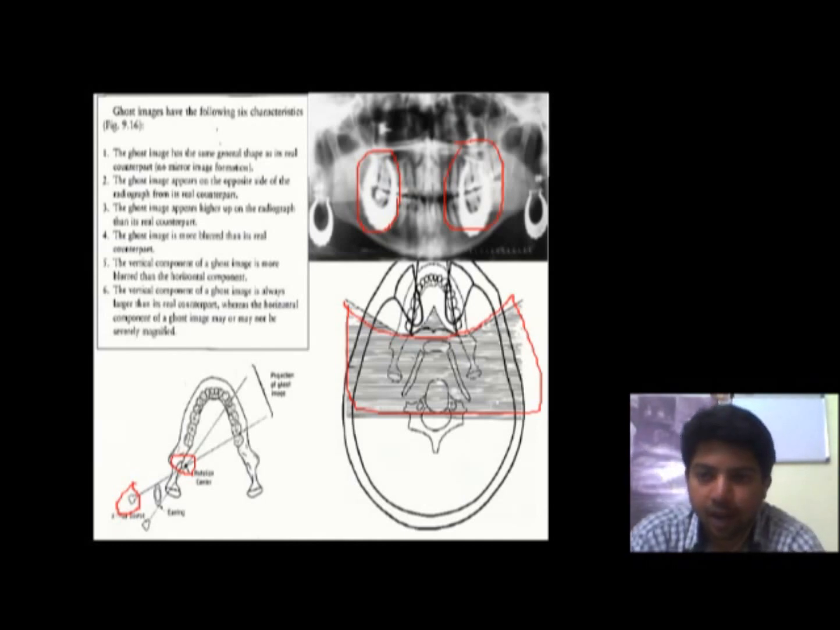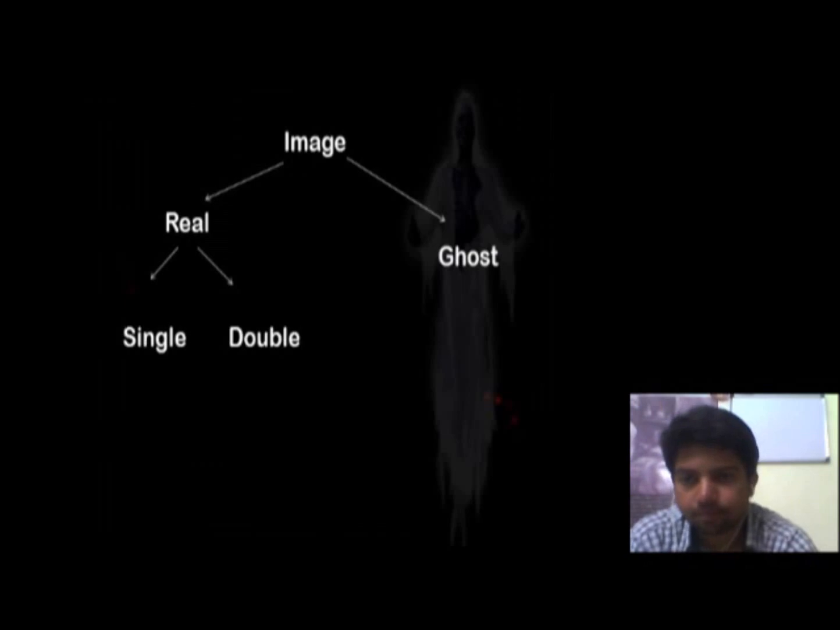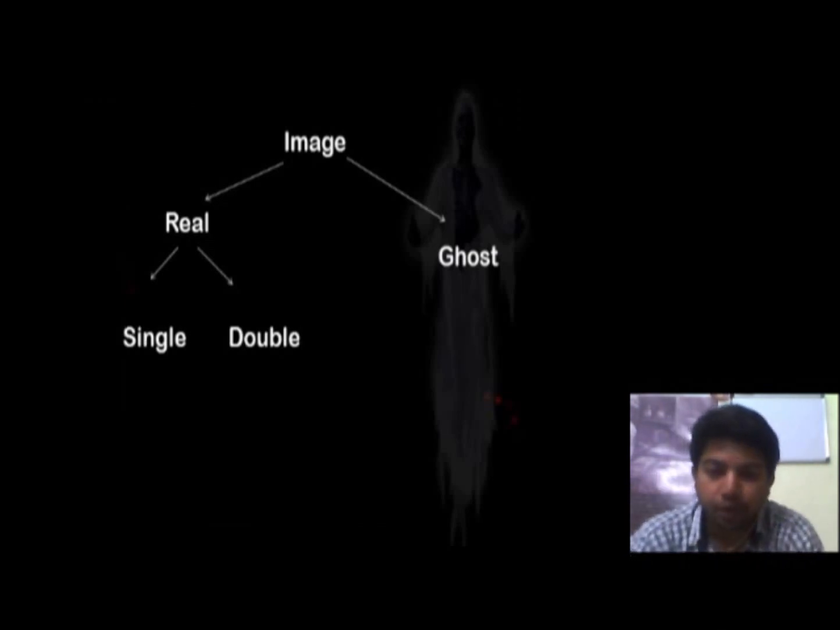And the formed ghost image will be larger compared to that of the original object, and it will be positioned at a slightly higher level because of the negative angulation. So in a panoramic radiograph there will be real images and ghost images, and in real images there will be single images and double images.